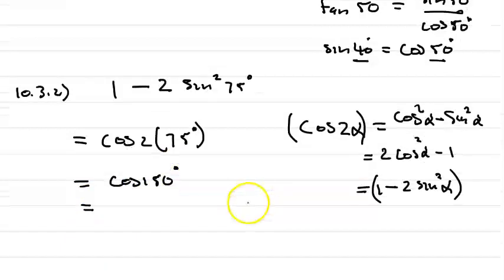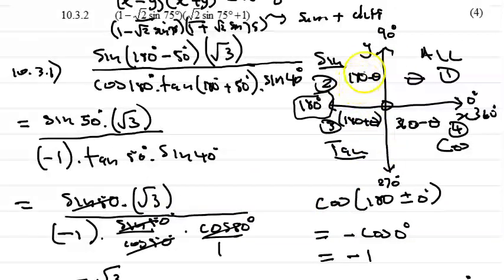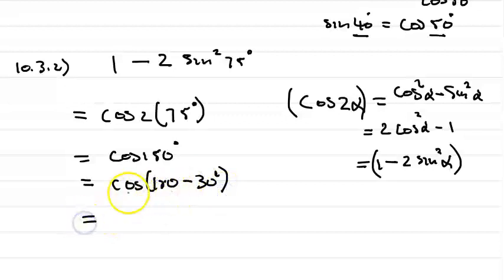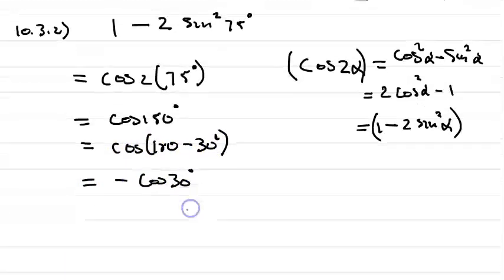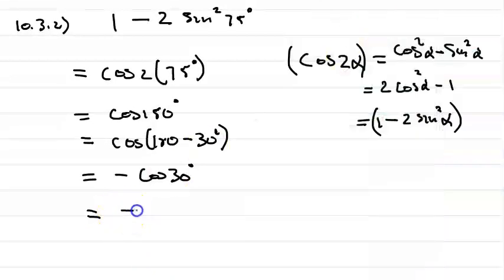And cos of 150 degrees brings me back to my unit circle. Remember, 150 lies between 90 and 180, so therefore I'll have to use the formula 180 minus theta, which will reduce now to a special angle, cos of 180 minus 30 degrees. And remember, cos is negative in the second quadrant, so that's minus cos of 30 degrees. And if you don't know your special angles, you can always check using your calculator. Cos of 30 equals root 3 over 2. So the answer is minus root 3 over 2.